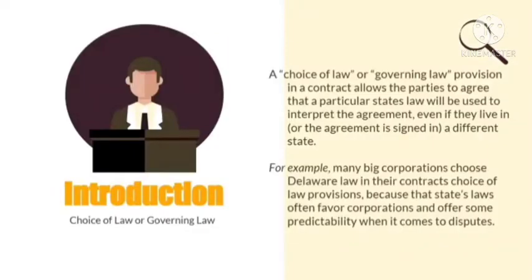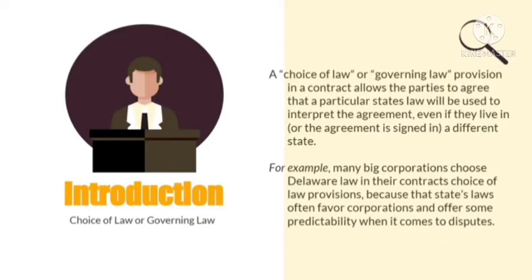Introduction, choice of law or governing law. A choice of law or governing law provision in a contract allows the parties to agree that a particular state's law will be used to interpret the agreement even if they live in or the agreement is signed in a different state. For example, many big corporations choose Delaware law in their contracts' choice of law provisions because that state's laws often favor corporations and offer some predictability when it comes to disputes.